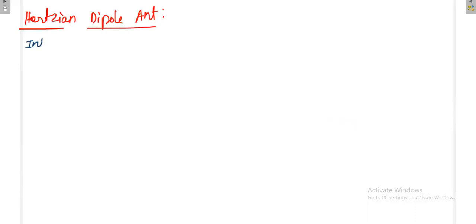Hertzian dipole antenna. There are many names. You can call it an infinitesimal small antenna. Infinitesimal antenna, I think some other names also exist. So what is a Hertzian dipole antenna? The length has to be less than lambda by 10, that is, the length should be very, very much less than lambda.